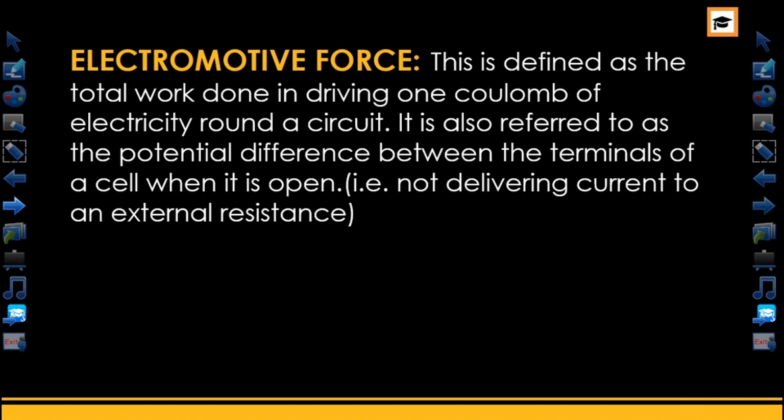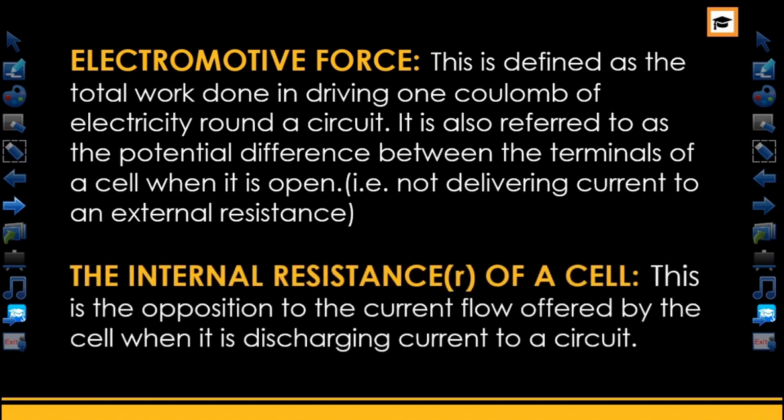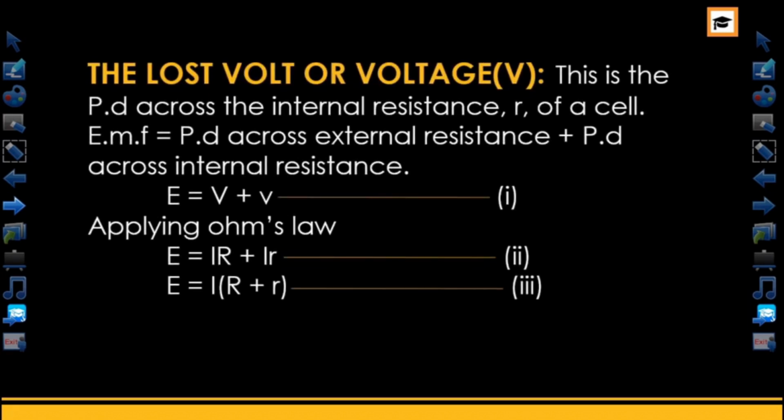Another term to look at is the internal resistance of a cell, that is the small r. Now, this is the opposition to the flow of current when it is discharging current to a circuit. Okay, that is when the circuit is a closed circuit. Let's take a look at another one, which is the lost voltage. The lost voltage v is defined as the potential difference across the internal resistance r of a cell. In lost voltage, our E.M.F is equal to the PD across the external resistance plus the PD across the internal resistance. We have our E equal to capital V plus small v. Capital V is the PD across the external resistance, while small v is the PD across the internal resistance.